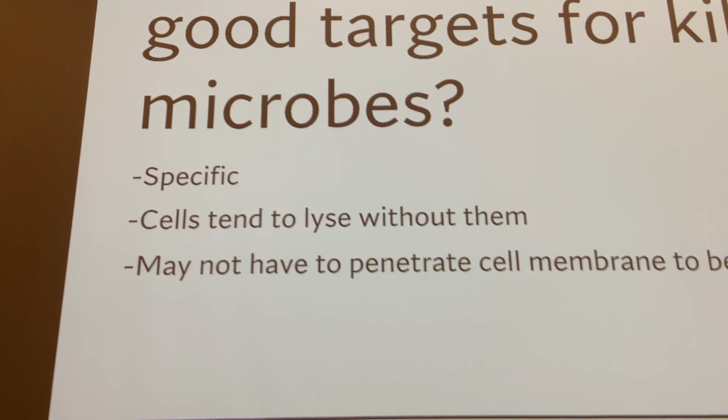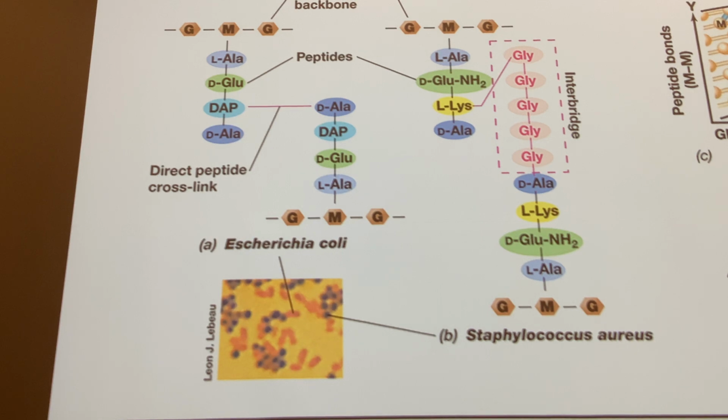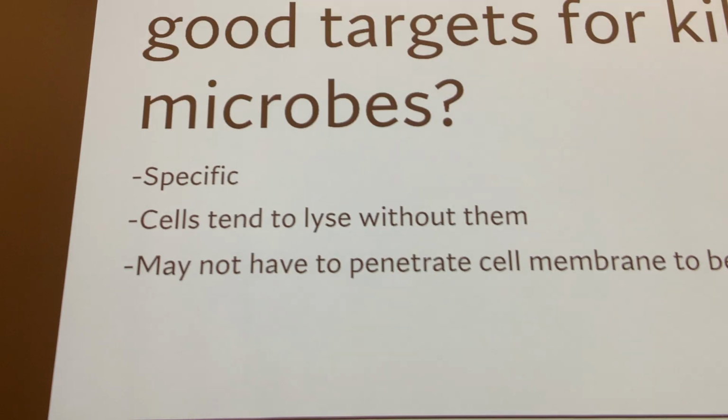All right, so they're specific, right? That's another reason why cell walls are such good targets for killing microbes. Again, peptidoglycan is not something we see in eukaryotic systems, so it's not going to impact us if we take an antibiotic for microbial cell walls. If you get rid of the cell wall, cells tend to lyse. It's generally not very good for a cell. And again, not having to permeate the cell membrane can be really beneficial.